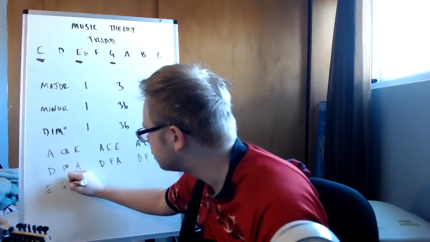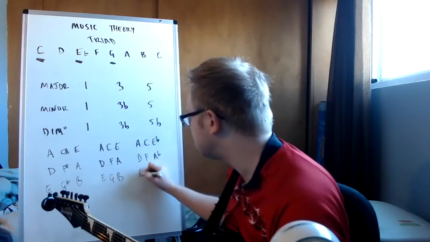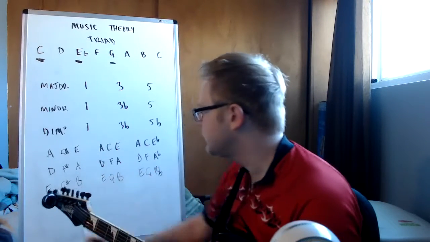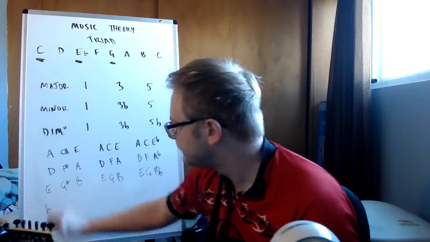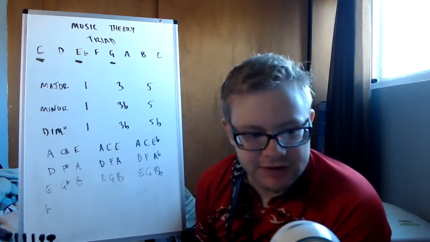E, G sharp, and B. E, G, B, and then E, G, B flat. If I do an F, it's going to be F, A, C. I just happen to know that. But F, A, C is major, okay?